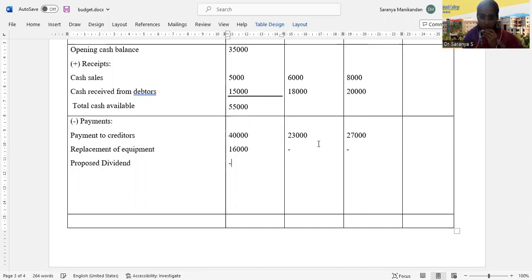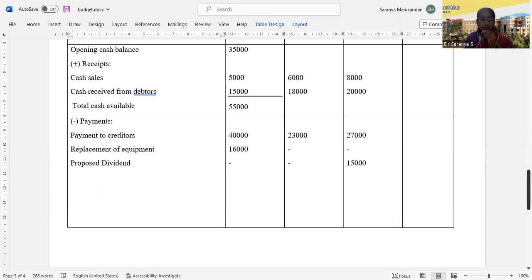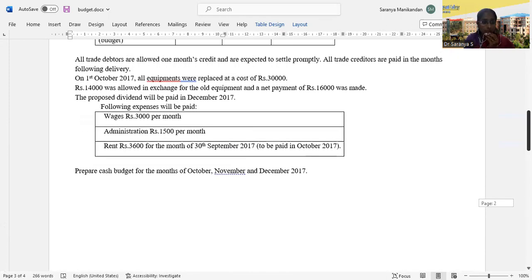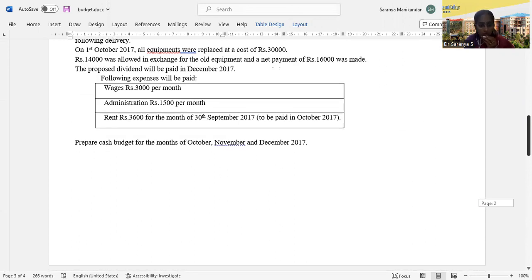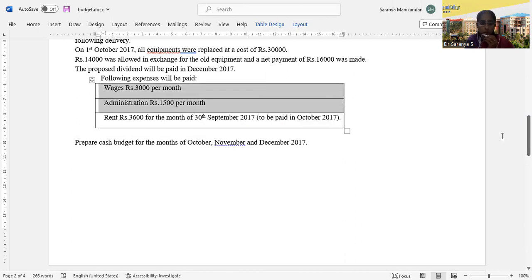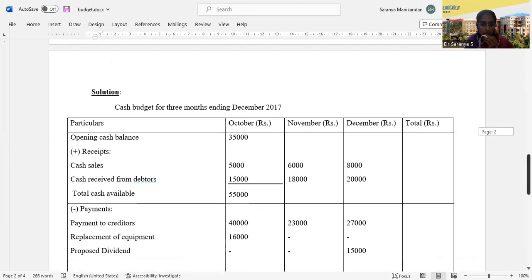That is payment is happening in the month of December. So the amount is 15,000. Okay. And the next item is wages 3,000 per month and administration 1,500 per month. So for these two items, we have to pay every month. So we'll record that wages and administration.